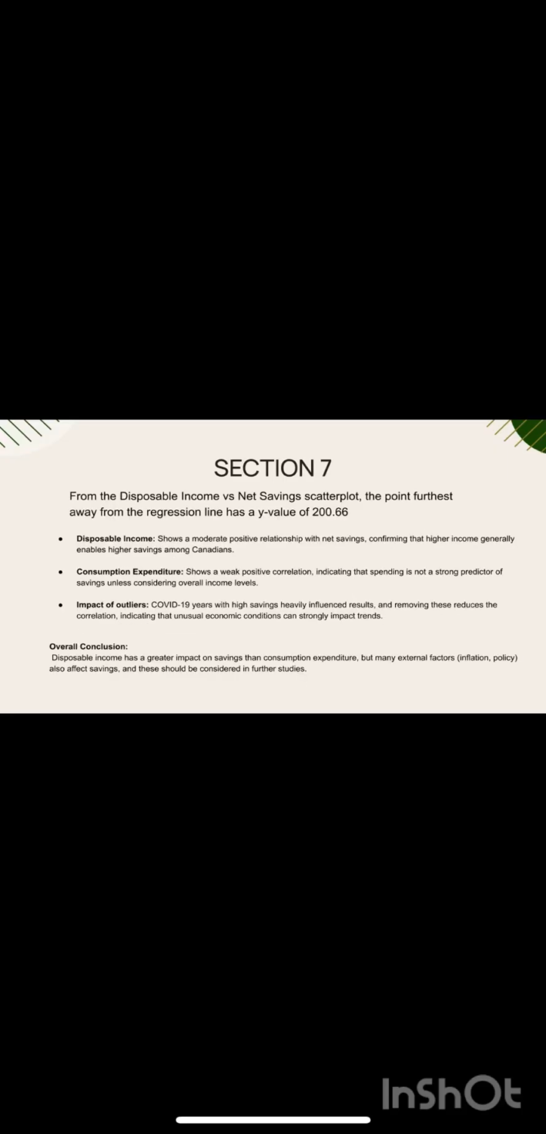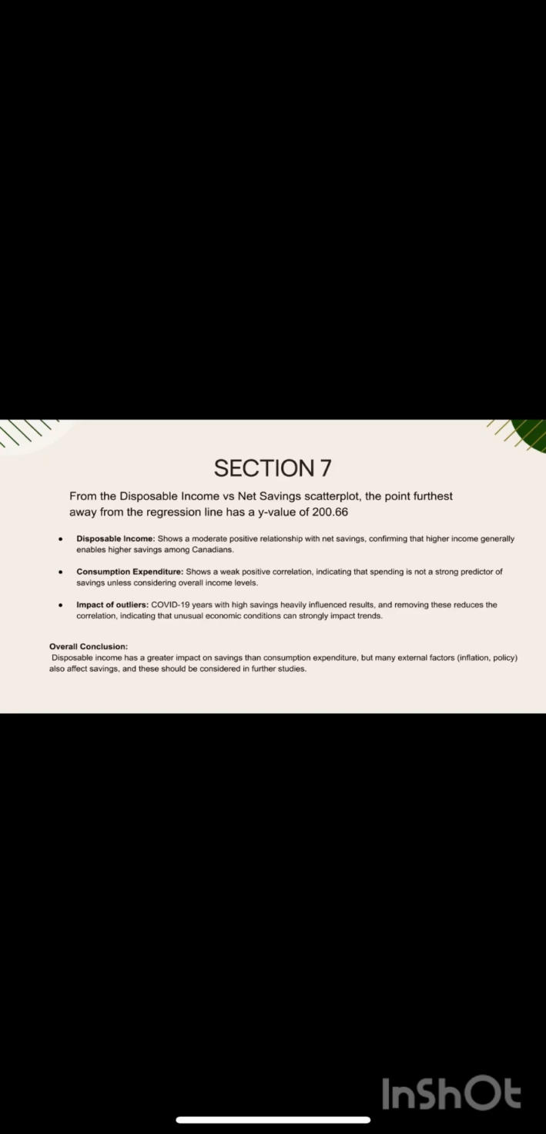and savings. I classified the correlations in my analysis to better understand the type of relationships between the variables. The correlation between net savings and disposable income is a cause and effect relationship because higher incomes allow people to save more if they control their spending. For net savings and consumption, I classified the relationship as a common cause, as both are influenced by income and overall economic conditions.